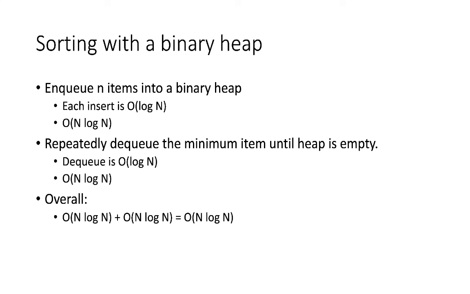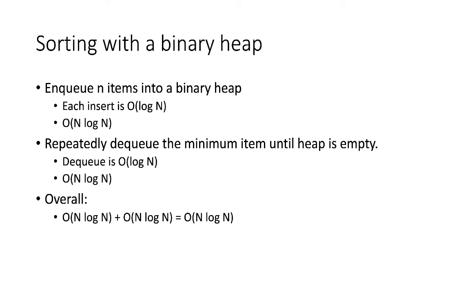Okay, so we can actually use a binary heap in order to sort a whole bunch of items, just like we could with a binary search tree. Basically, we just enqueue n items into a binary heap, right? Every insert is order log n, and so that's order n log n operations. And then we repeatedly dequeue the minimum item, right? So we enqueue all our items into our binary heap, and then we just dequeue them one at a time, getting the minimum item back out each time. So then we get them all back out in sorted order. Every dequeue is order log n, and we'll have to do n of those. And so that's order n log n.